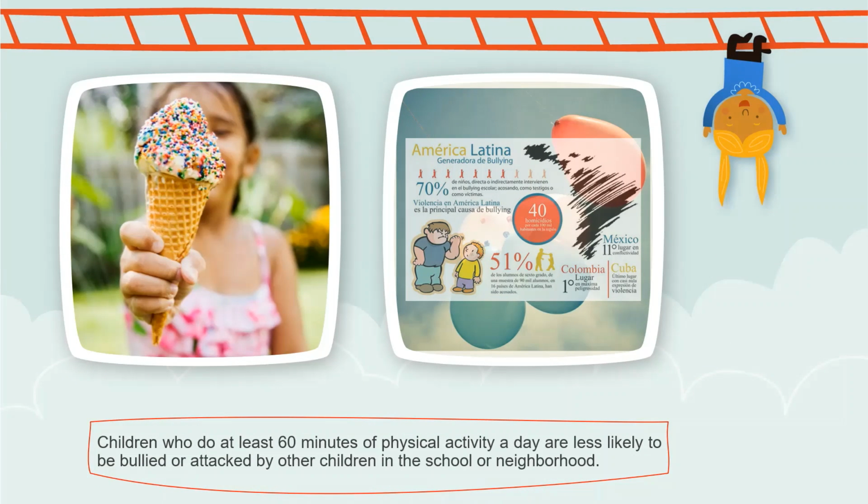A recent study carried out in Colombia shows that there is a relationship between school bullying, emotional intelligence, and the practice of physical activity. Children who do at least 60 minutes of physical activity are less likely to be bullied or attacked by other children in the school or neighborhood. Similarly, children with a higher level of emotional intelligence also show less probability of being attacked by their peers. Instruments have been validated for both variables and are available to researchers.